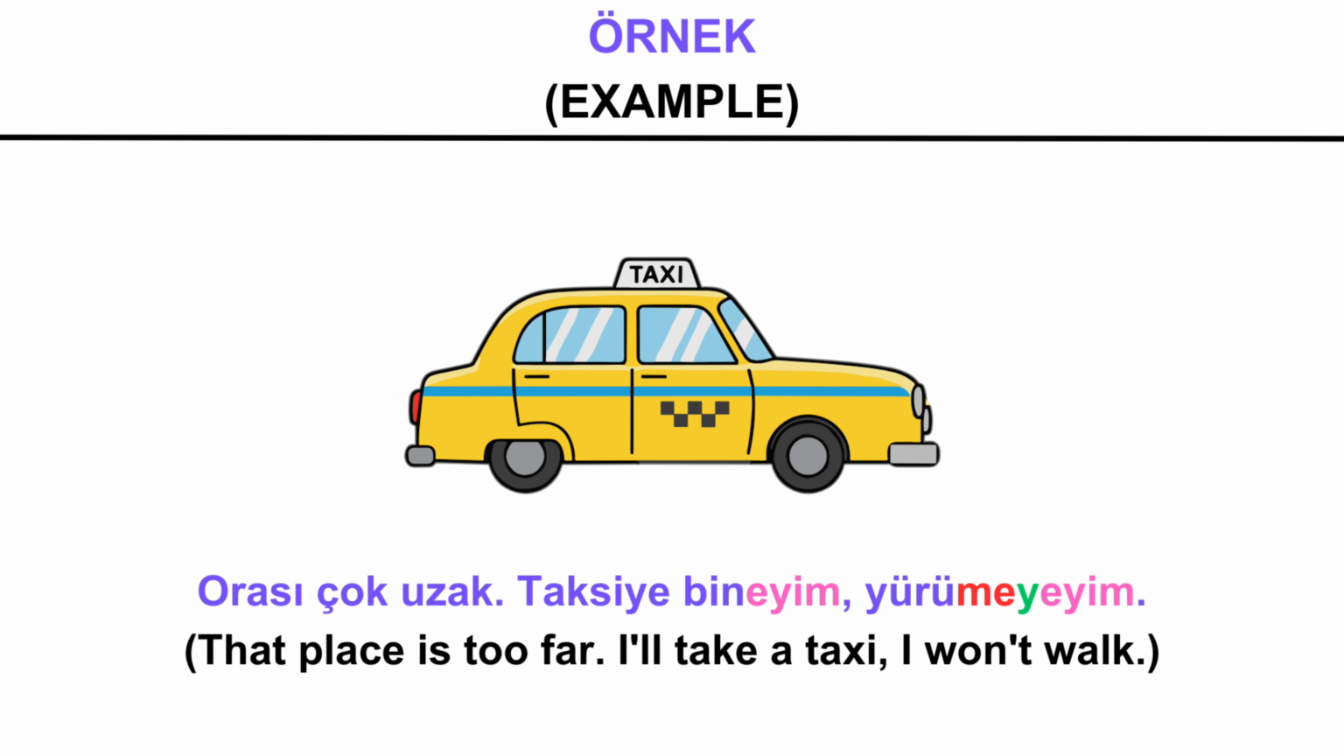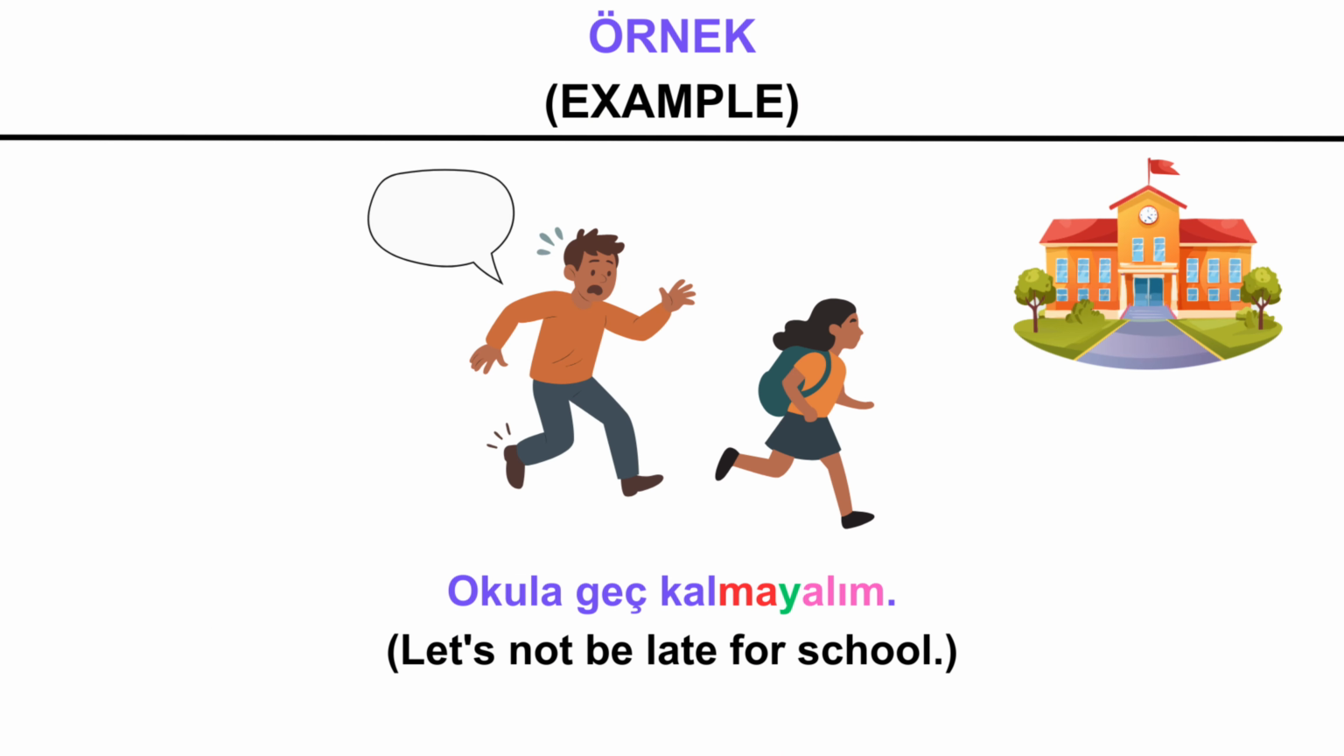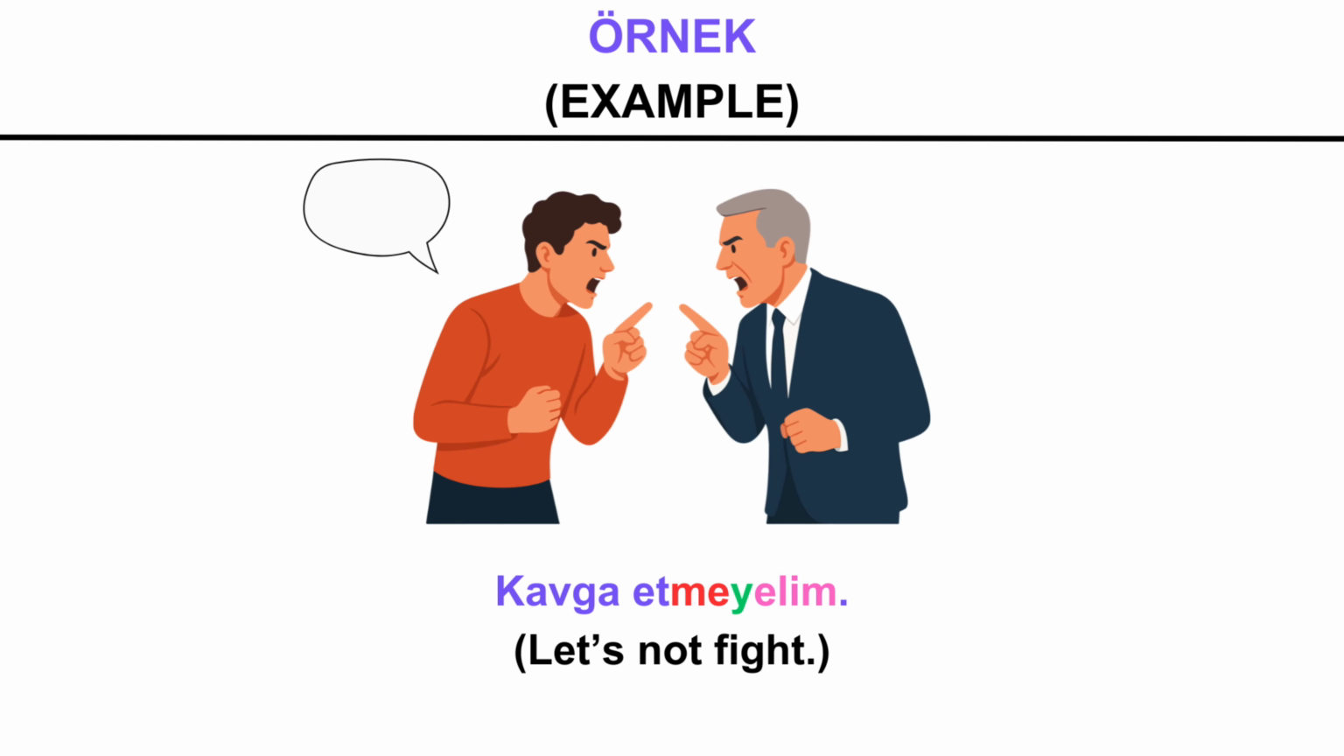Next example. Orası çok uzak. Taksiye bineyim. Yürümeyeyim. That place is too far. I'll take a taxi. I won't walk. Okula geç kalmayalım. Let's not be late for school. Kavga etmeyelim. Let's not fight.